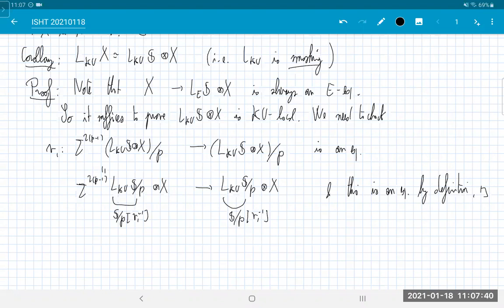As you can see, once you have fact 3, this theorem is very, very easy. And actually, it would follow only by knowing that S mod p with v1 inverted is KU local. If someone were able to prove it by other means, that would be enough. But I don't know of any proof that doesn't pass through that fiber sequence, and I'm very skeptical that it would exist, honestly.